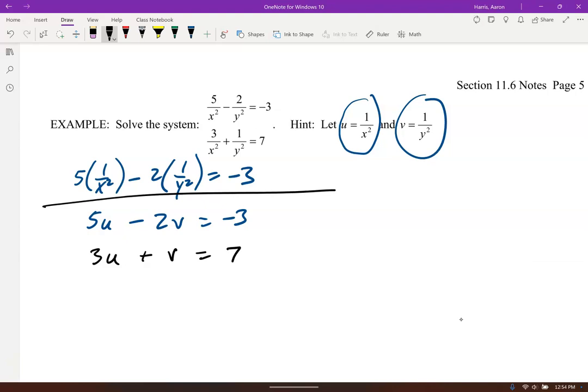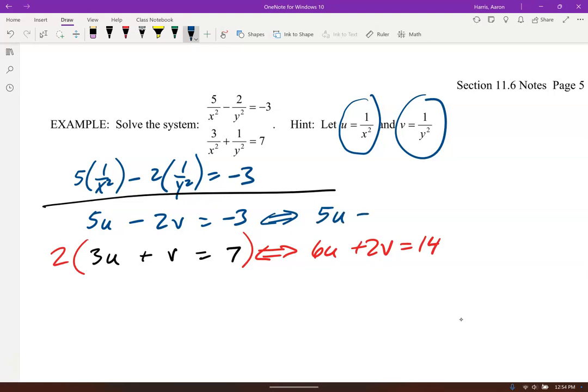And I could solve this. Let's do elimination. Let's get rid of the v. So I have a negative 2v on the top. I have a positive v on the bottom. So I just need to multiply this by 2 and I'll be okay. 6u plus 2v equals 14. And then I'm not dealing with all these fractions, right, by making that substitution at the beginning.